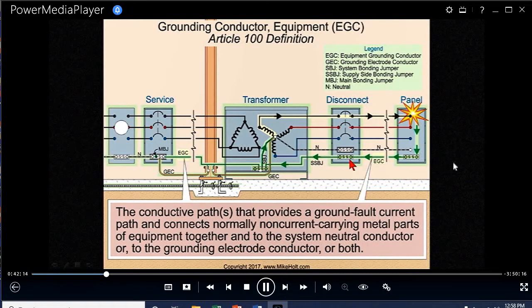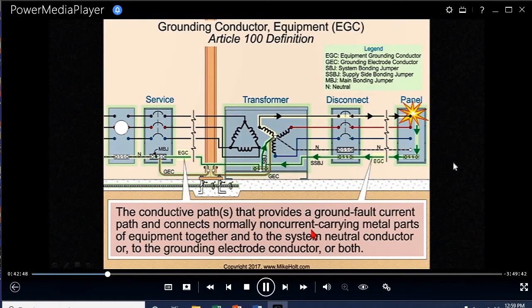Now let's talk about what is the purpose of the equipment grounding conductor. The conductor path that provides a fault current path and connects normally non-current carrying metal parts of equipment together. Okay, one stop. A conductor path that provides ground fault. Okay, right here. This path right here is carrying ground fault current. Is that right? So therefore, it carries ground fault current. And it goes on. And connects non-current carrying metal parts of equipment together. Okay, so we're connecting all these parts together. See right here? They're connecting it all together.